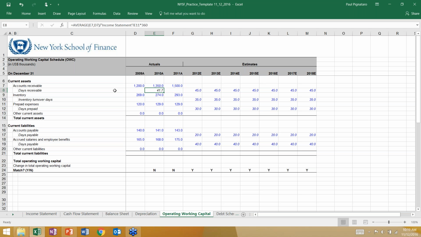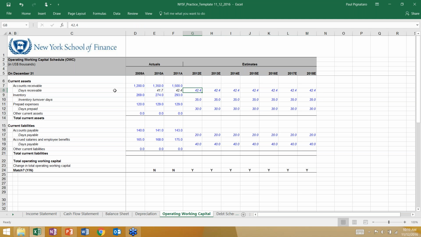Now, we can copy this formula to the right one time only. The model already had days in there, and I'm going to overwrite them. What this is basically saying is that the company's days are 41, 42, pretty consistent. That's pretty close. I'm going to assume 42.4 days going forward. I'm going to overwrite that, 42.4.